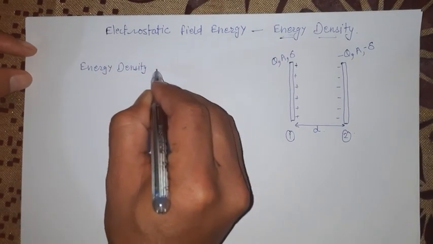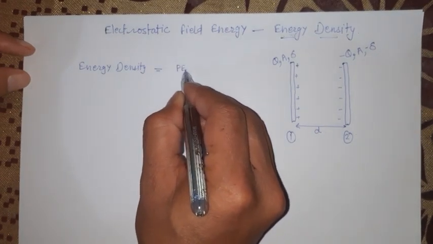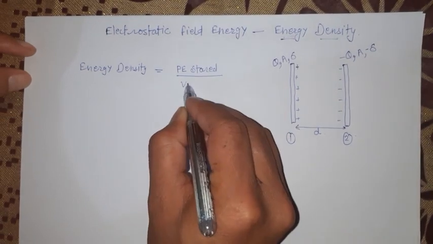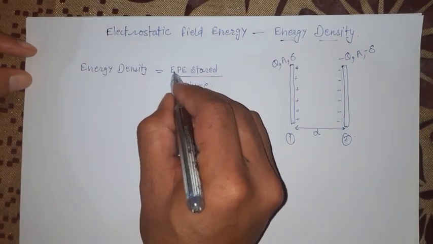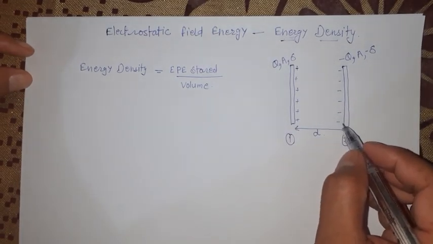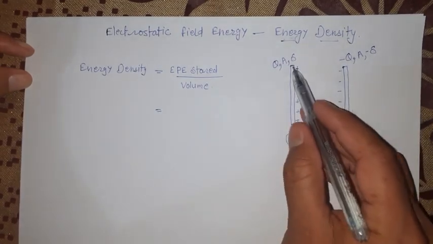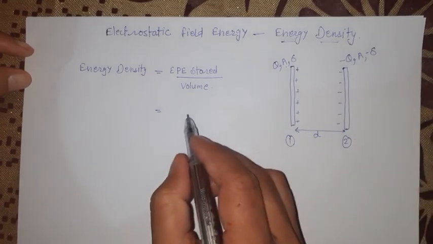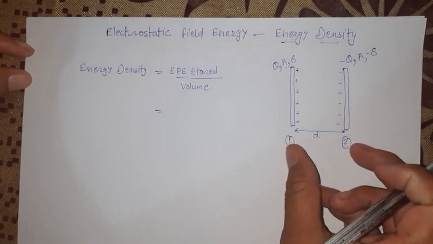So energy density means, student, the electrostatic potential energy stored in a unit volume. How much electrostatic potential energy is there in a unit volume of that capacitor? Over here, what will be the volume of this capacitor whose plate area is A and the separation is D? Therefore the volume will be area into the separation D.